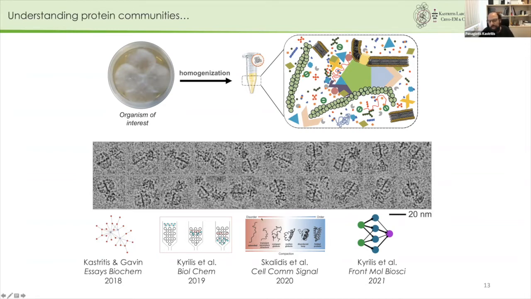Also, we are interested in how disordered regions are found in this kind of higher order complexes that can bring proteins together or have other functional roles in these metabolic complexes. And more recently, we are also interested in how artificial intelligence can be applied in the different steps of our protocols in the lab to further understand how the structure of this kind of protein communities look like.